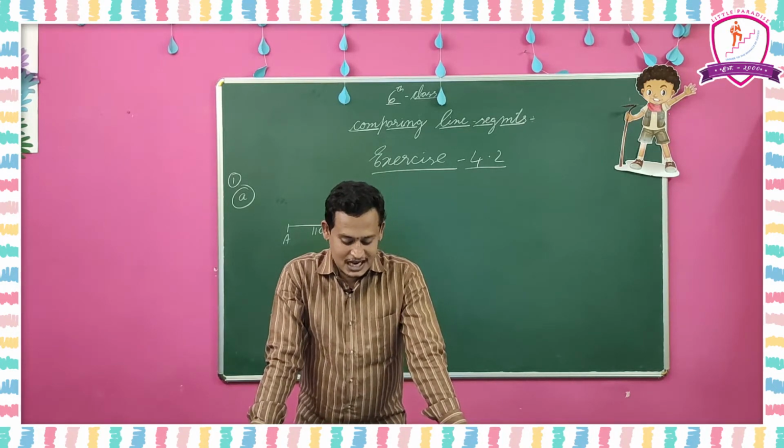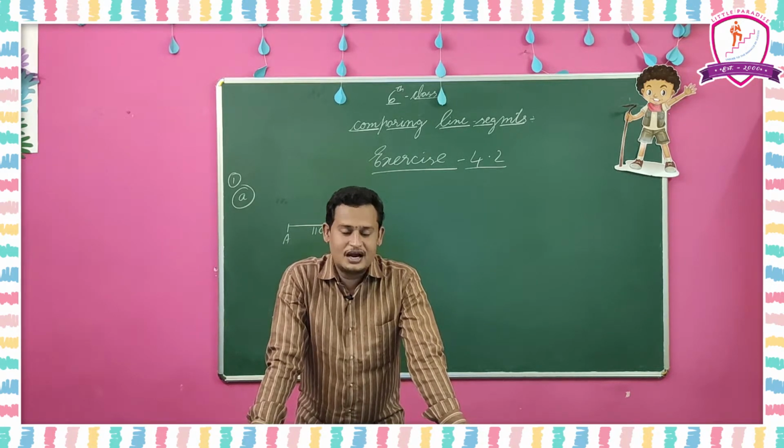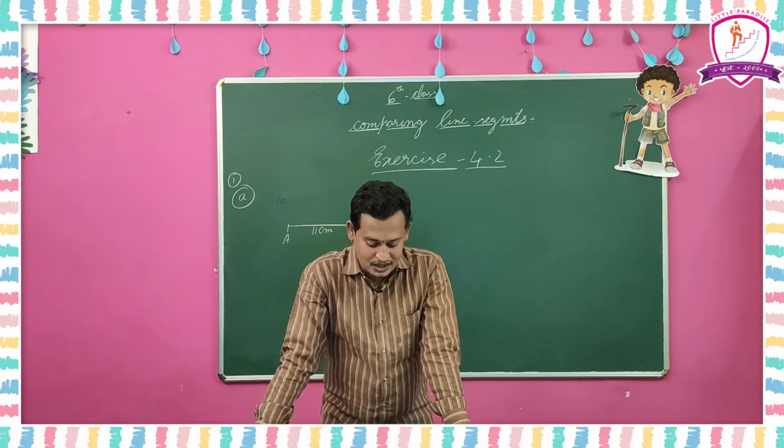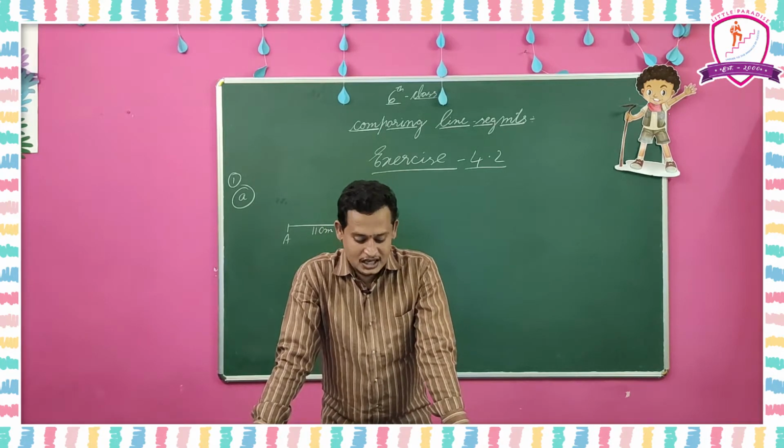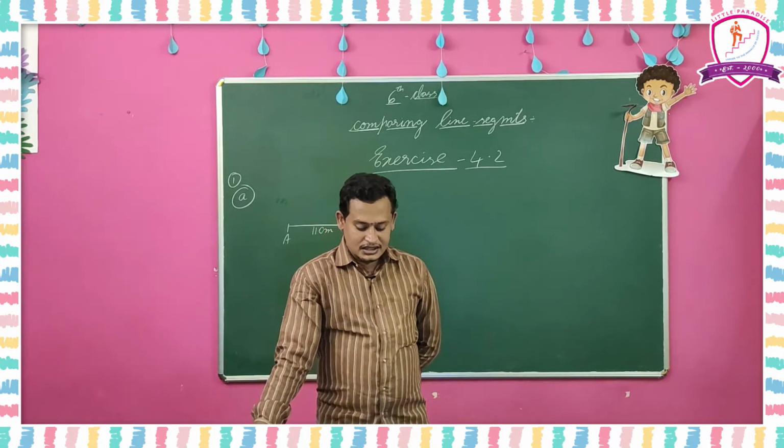So for these line segments, you have to find the measure of the line segment. What is the measure of the line segment? You have to find it using a divider and ruler. Okay. Next, coming to the second question. See the second question there.